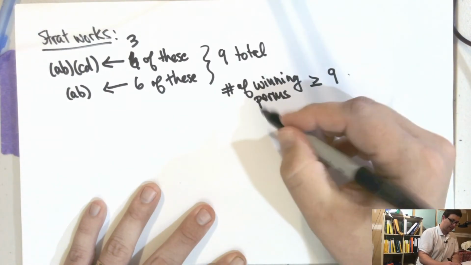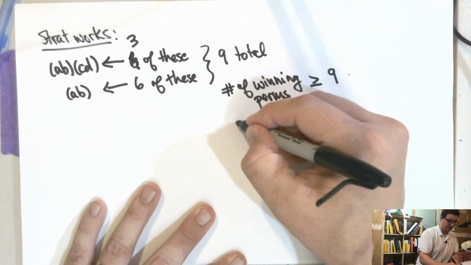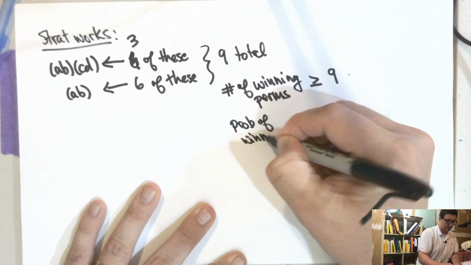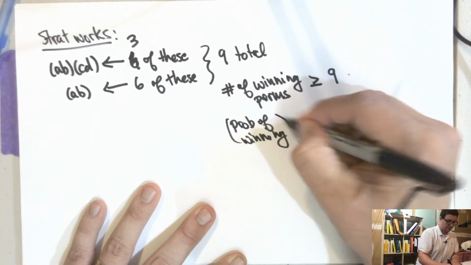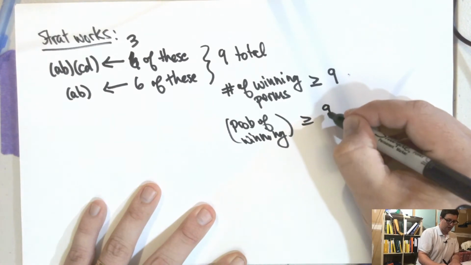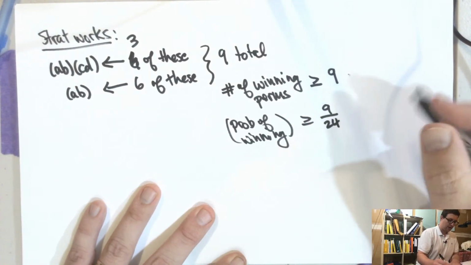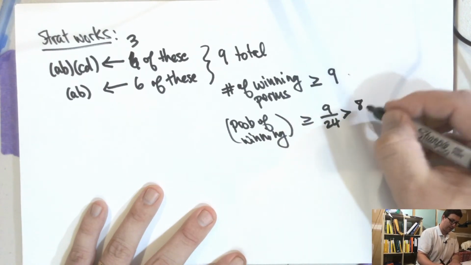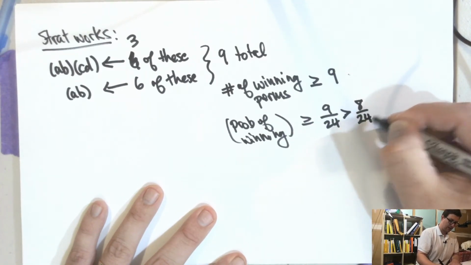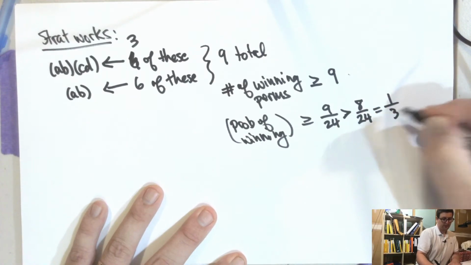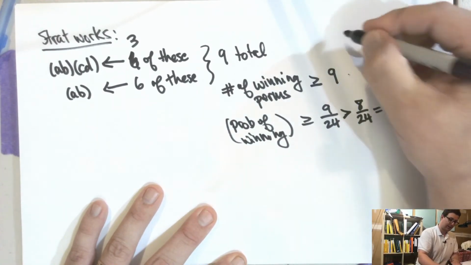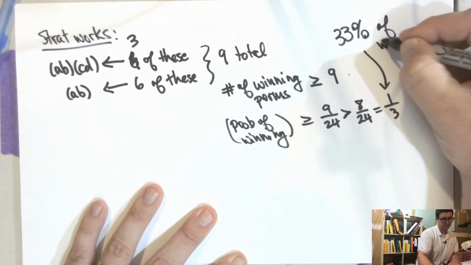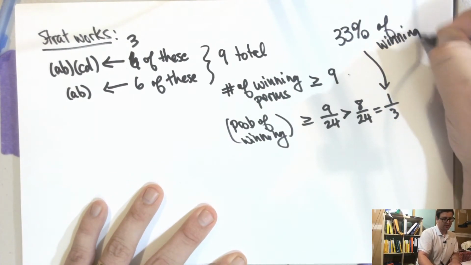And so this means that the chances of winning is greater than 9 over 24, right? Which is bigger than 8 over 24, which is bigger than 1/3. So this is about a 33% chance of winning. So they at least have a 33% chance of winning.